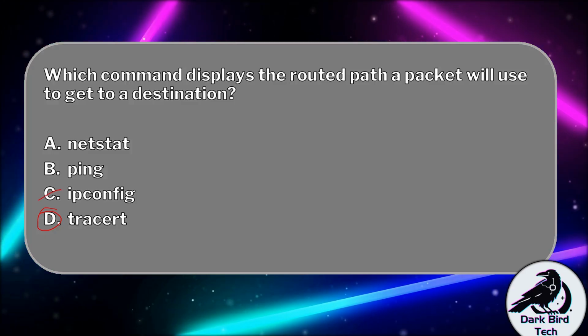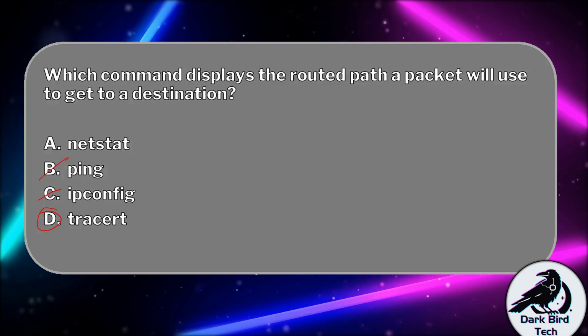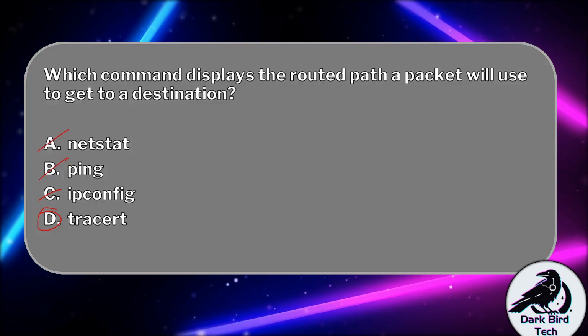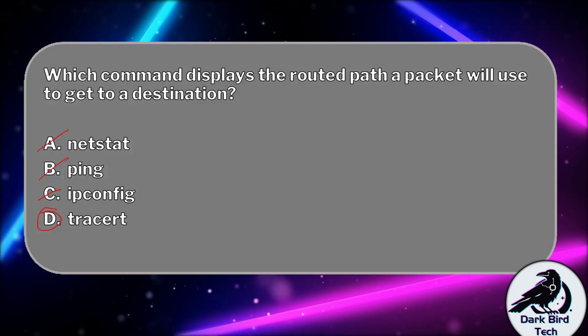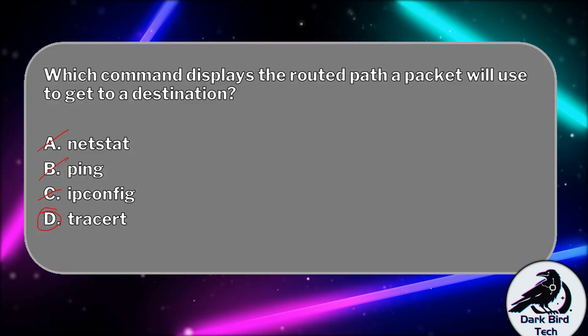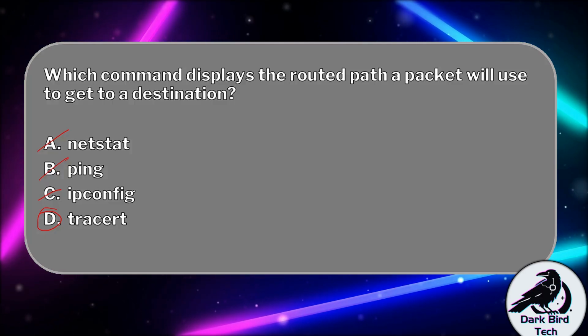ipconfig, that just shows you your IP settings on a Windows computer. Ping verifies basic IP connectivity or layer 3 connectivity to a given destination. And netstat, as we said before, shows you your active TCP/IP connections, and some that might be in a listening state but not fully communicating. So that is our answer for that one.